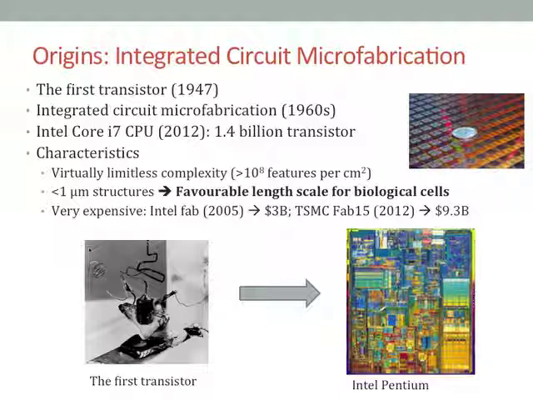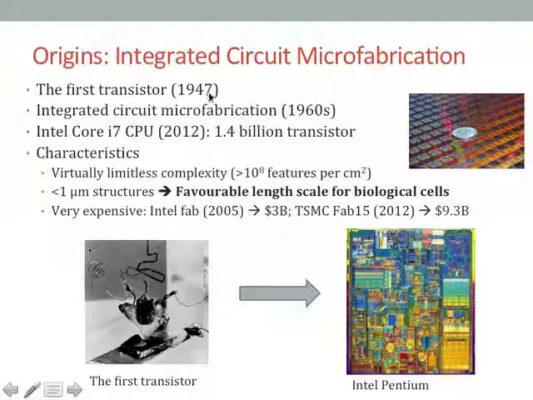So pretty quickly, once we had the first transistor, we wanted to make lots more transistors. We wanted to go from this guy to what is the state of the art today, which is the Intel Pentium chip. And to do that, we developed integrated circuit microfabrication. That started in the 60s, and the Nobel Prize for that was given out about 5 years ago. This technology really advanced quite rapidly.